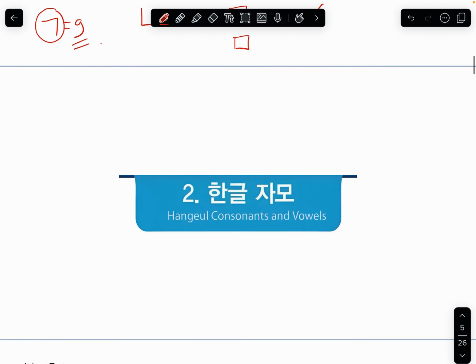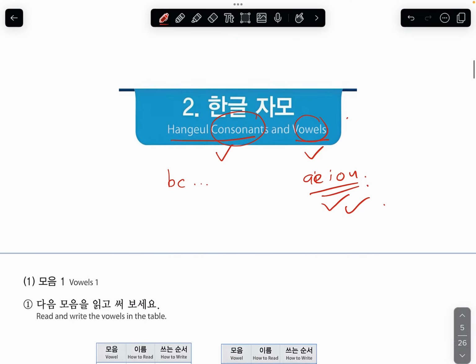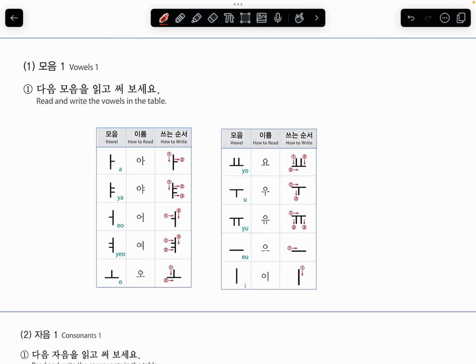Okay, now we can see there is a Hangul consonant and vowel. Actually, in Korean they also have consonants and vowels. For example, in English, for vowels we have A, E, I, O, U, right? And consonants we have B, C, and the others other than A, E, I, O, U. So in Korean they also have consonants and vowels. Now let's move on to the first vowels. I will introduce to you the vowels that we can see in Korean. Let's see them one by one.